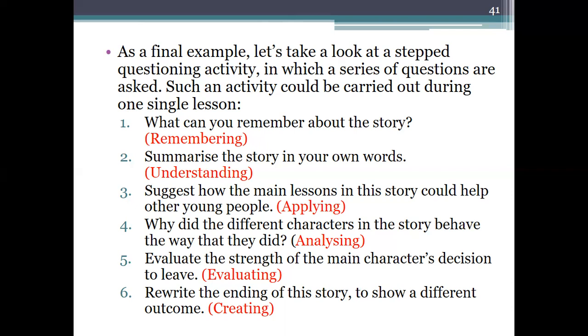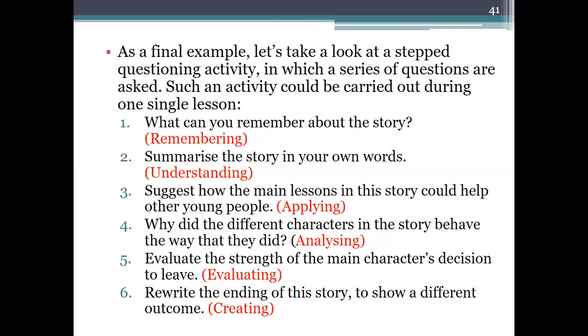Another more complexity, if we add it to this question, that will be applying, that will be: suggest how the main lesson in this story could help other young people. Now he will use the concept, the lesson which is discussed in the story, to generalize to another situation. A more complex question, at a much higher level, would be like, why did the different characters in the story behave the way that they did?